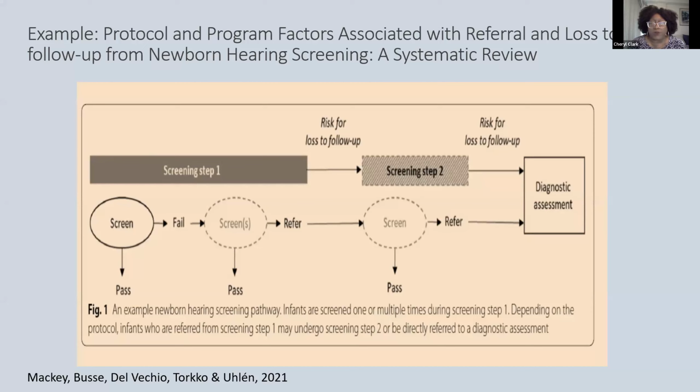So they wanted to basically examine the screening method and other modifiable and accounted-for determinants for the effect on referral rates from step 1. And then they also wanted to determine whether infants who had a higher risk for permanent hearing impairment also have a higher risk for being lost to follow-up after screening.